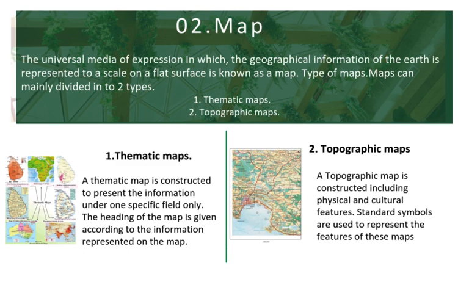A thematic map is constructed to present the information under one specific field only. The heading of the map is given according to the information represented on the map. A topographic map is constructed including physical and cultural features. Standard symbols are used to represent the features of these maps.